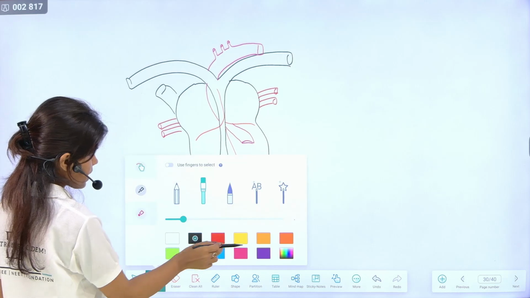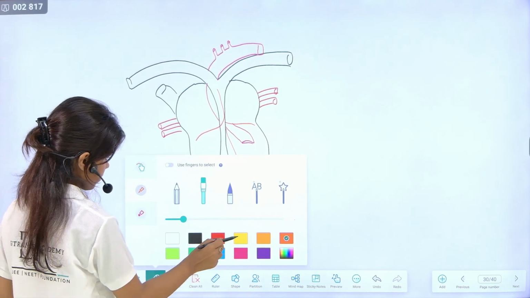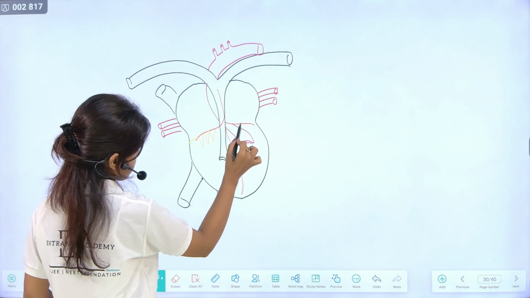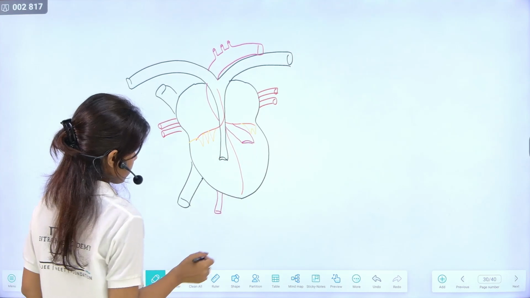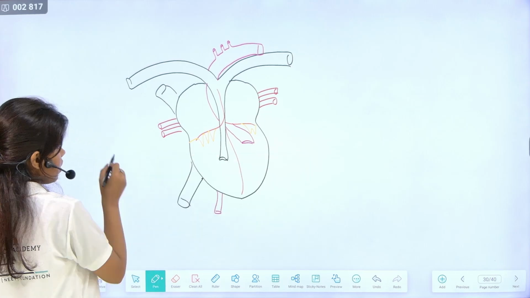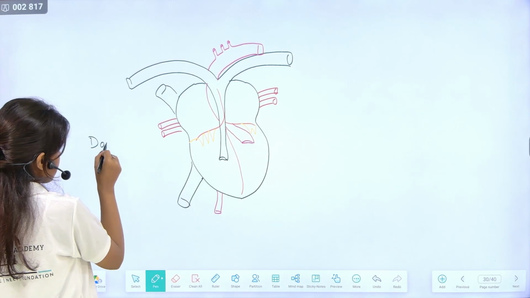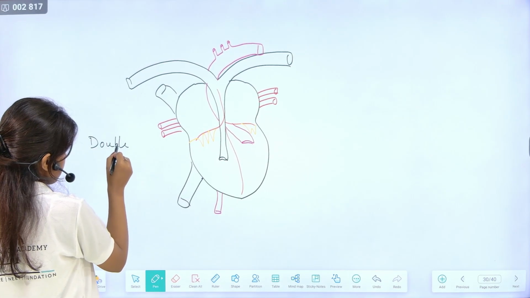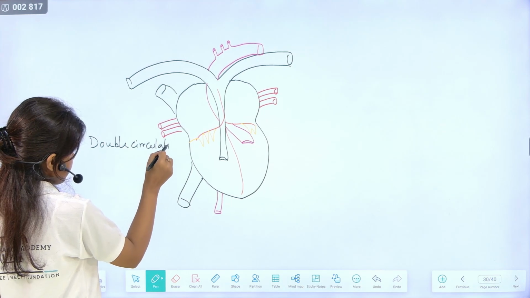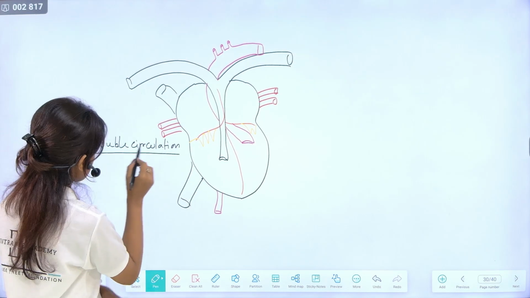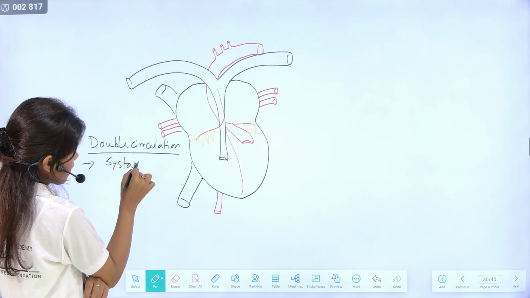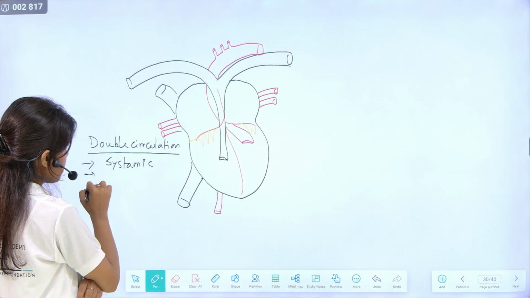This is a very basic heart diagram, like this. So, double circulation. It consists of two types of circulation. One is systemic, another one is pulmonary.